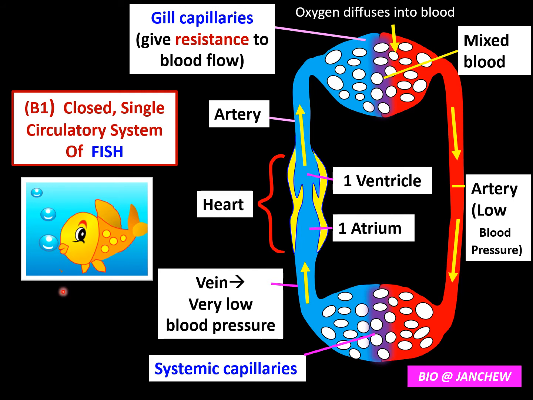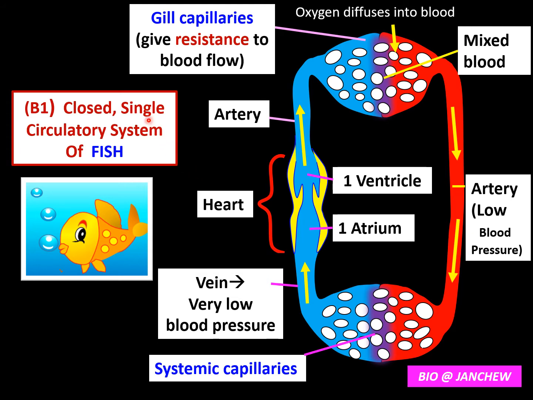Let us discuss the first vertebrate, which is the fish. So the fish has a closed single circulatory system. Just two words: closed and single, right? Firstly, the closed circulatory system we have discussed just now. It means that in this system, the blood is always contained in the closed blood vessels, which are continuous. And in this way, the blood is distributed to the whole body. So blood always flows in the closed blood vessels that are continuous.